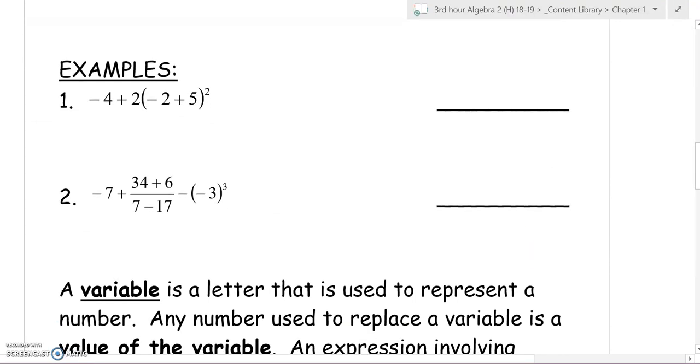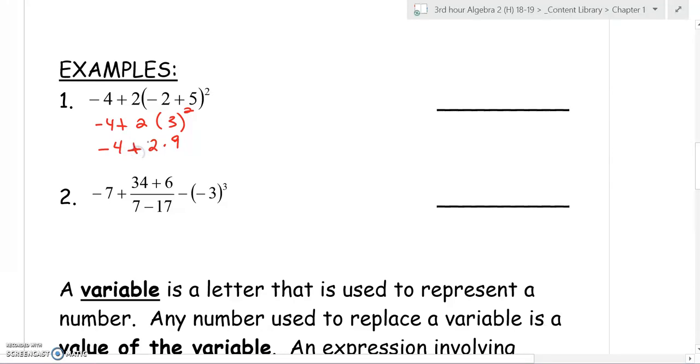In this first example, we've got some grouping symbols. We've got -2 plus 5 inside our parentheses. So the first step is I'm going to figure out that -2 plus 5 is 3. And then after that, I'm going to look for powers. I see 3 to the 2nd, so I'm going to say 3 to the 2nd is 9. And notice I get rid of my parentheses because now the parentheses acts as a multiplication symbol, so I'm going to change it to a multiplication symbol.